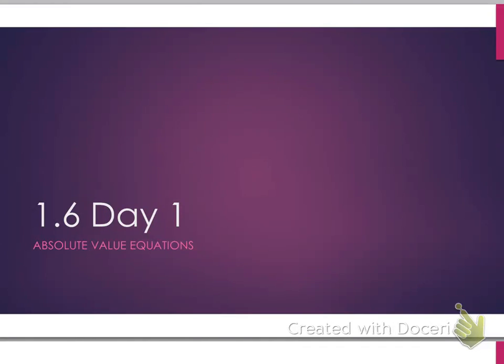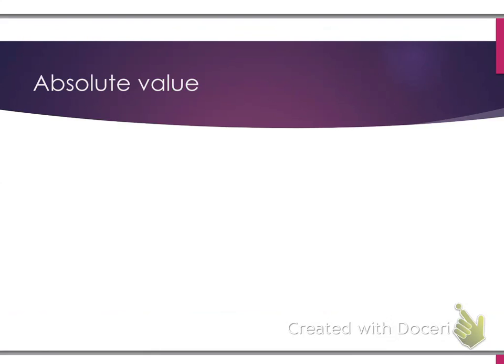So in this video, we're going to be solving absolute value equations. Absolute values look like this. Whenever we have an absolute value, it is talking about the distance from zero. If we're always talking about distance, it's always going to be positive. So my answer should always be positive because we're talking about the distance from zero.